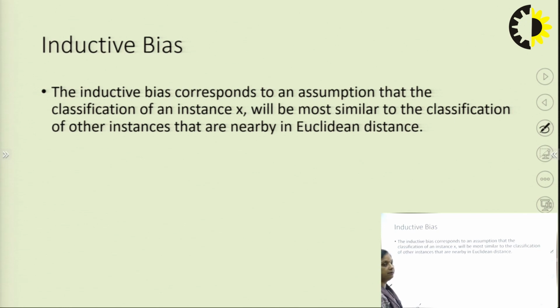So what is our inductive bias in nearest neighbor methods? The inductive bias corresponds to an assumption that the classification of an instance x will be most similar to the classification of other instances that are nearby in Euclidean distance. It has this bias that the class will be the same as the class of those which are nearby in Euclidean distance. That's why we are calculating the Euclidean distance. So this is all about our nearest neighbor classification.